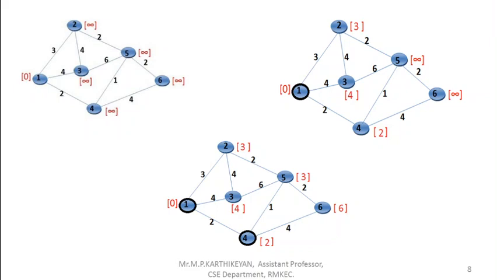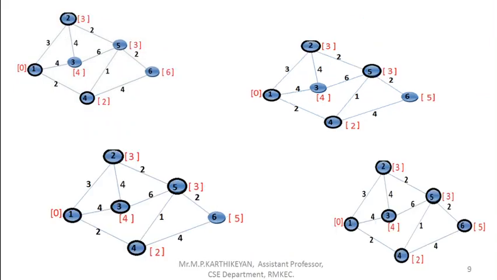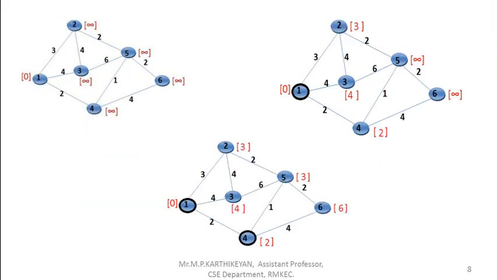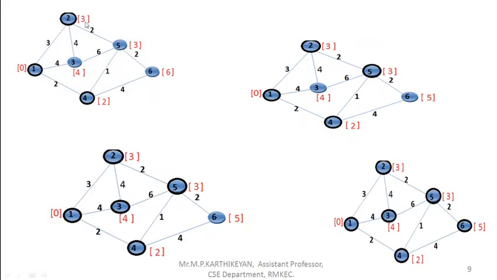We have to expand our values also. So now I am going to expand the next value. The next shortest value from root node 1 is the path 1 to 2. So I am going to expand node 2. Now I am going to expand node 2.